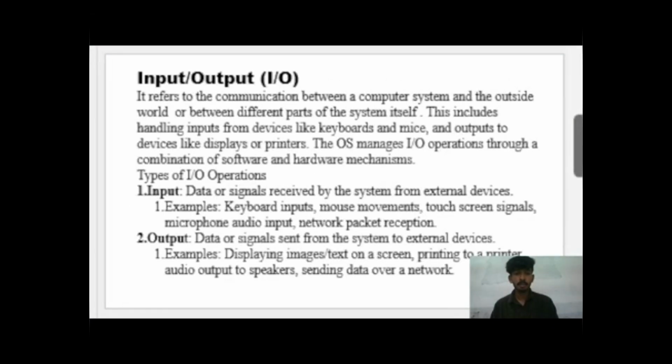The types of input-output operations in the operating system are input and output. Input means the data or signal received by the system from external devices, for example keyboard inputs and mouse movements. Output means the data or signal sent from the system to an external device, for example displaying an image, text on a screen, or printing on a printer.